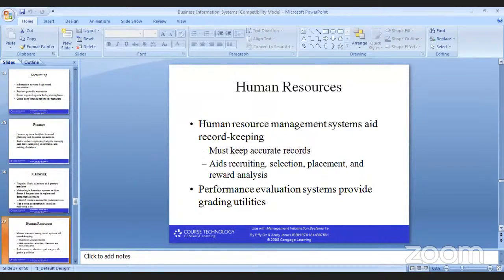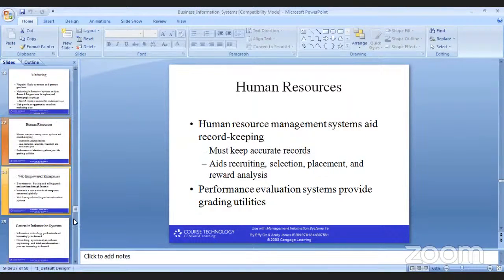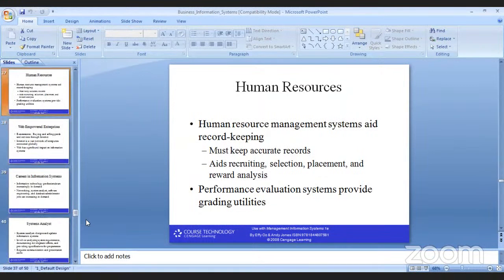Now this is where the employees will be evaluated. The performance evaluation system will be used to evaluate the employees, how the employees will be given promotions and increments, so that the information system will be used here to take the future course of action.